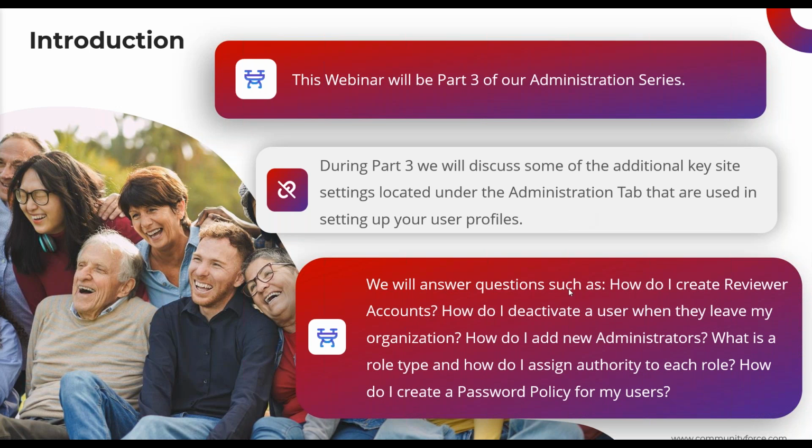So we're going to answer questions such as, how do I create reviewer accounts? How do I deactivate a user when they leave my organization? How do I add new administrators? What is a role type and how to assign authority to each type of role? And then how to create a password policy. If some of you want to use a password policy, we'll show you how to create that as well.